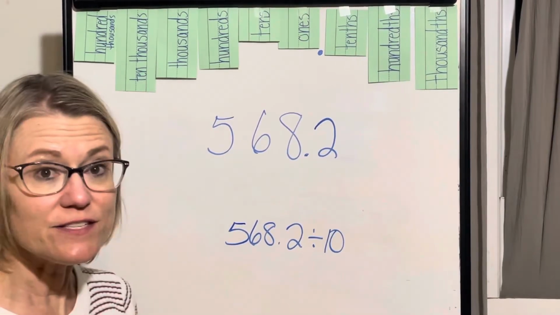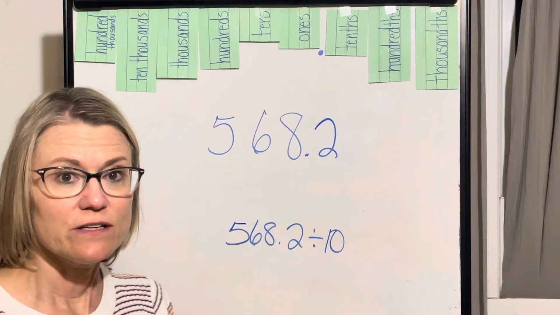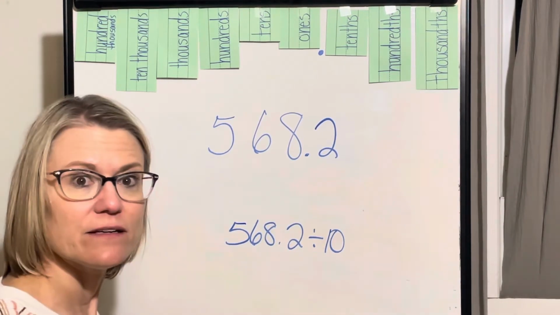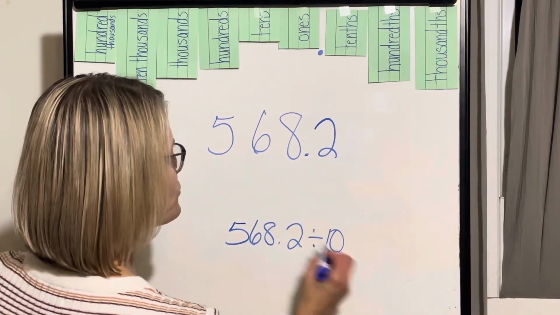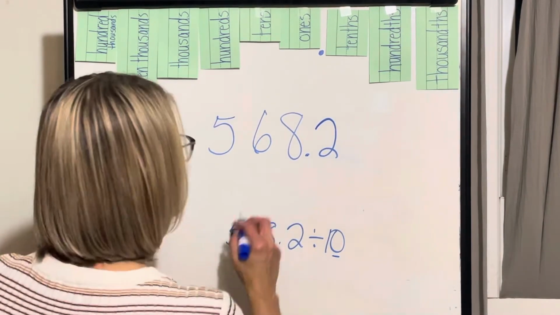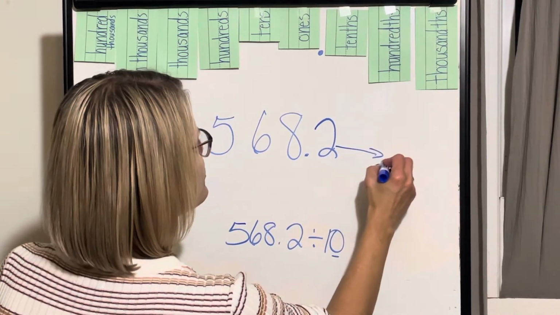Now, this time, instead of shifting a place to make it larger to the left, we're going to shift it to the right to make it smaller. So this time everything is going to shift one place because this is 10 to the first power. So everything is going to shift. The 2 is going to end up in the hundredths.